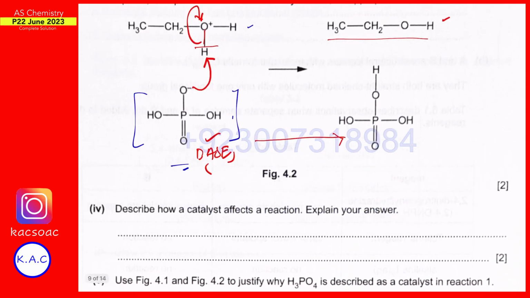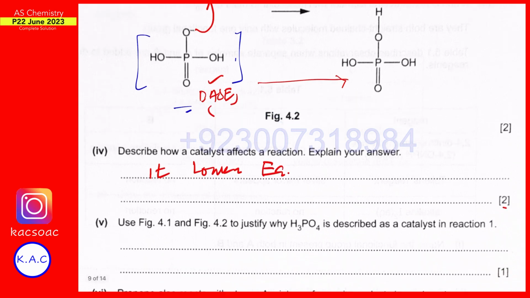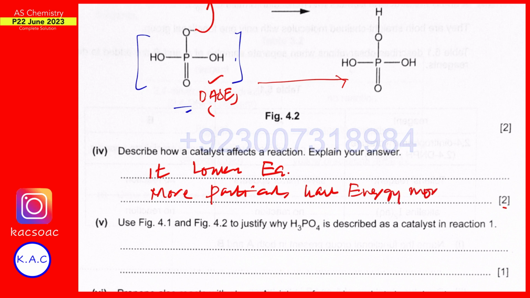Describe how a catalyst affects a reaction. This is for 2 marks. Number 1, it lowers the energy of activation. Number 2, more particles have energy more than the energy of activation, so they can cross the barrier and speed is enhanced.